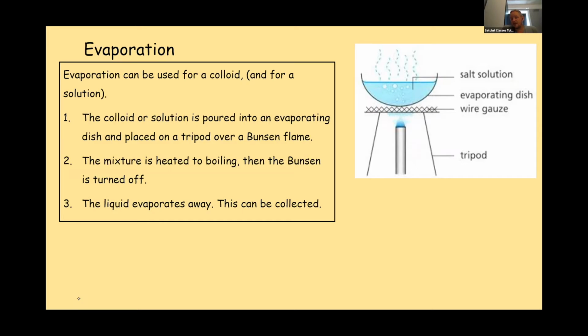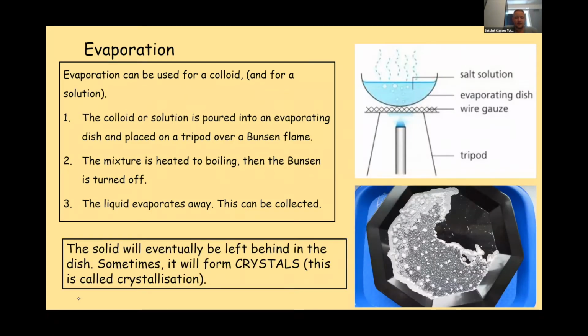If the liquid evaporating away is the liquid you want, this can be collected, and we'll talk about this in a step later on. But what this should leave behind is the solid. Now, the solid will be left behind in a dish. Sometimes, depending on the solid that you're recovering, it can form crystals, and this is called crystallization. An example is in the picture where you can see salt crystals forming in the basin of the evaporating dish.